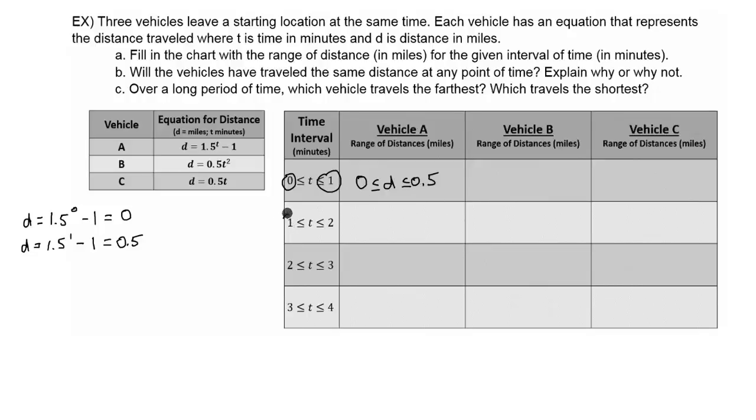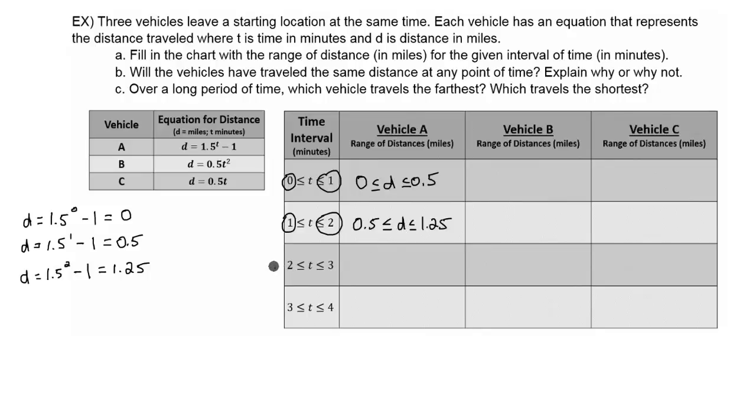We've already plugged in 1 here for our t value to get a distance of 0.5, so we don't have to do that again. Now we're going to plug in 2. We'll have d equals 1.5, and now we plug in 2 because it's going to be 2 minutes, and then we subtract 1, and we're going to get 1.25 as an answer. So between 1 and 2 minutes of traveling, we know our distance is going to be anywhere between 0.5 miles and 1.25 miles, anywhere between that range of distances.